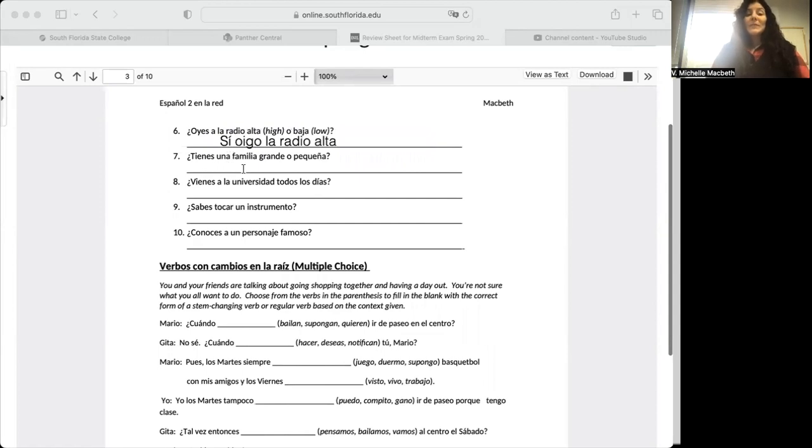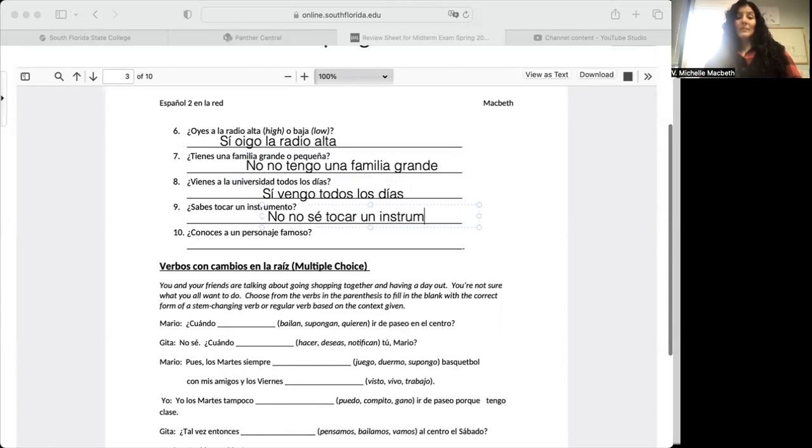Okay, so what's the yo form of tener? It's tengo. No, no tengo. And I just picked one. What's the yo form of vienes? It's vengo. Sí, vengo. What's the yo form of sabes? It's sé. No. And what is the yo form of conoces? It's conozco.